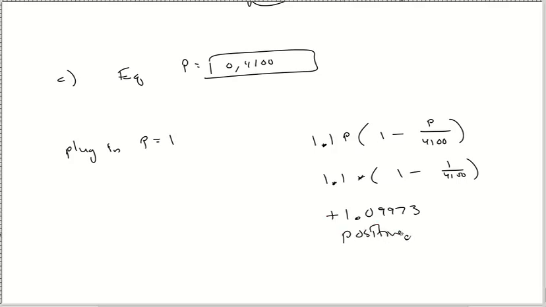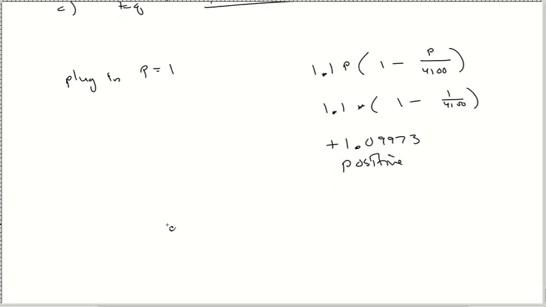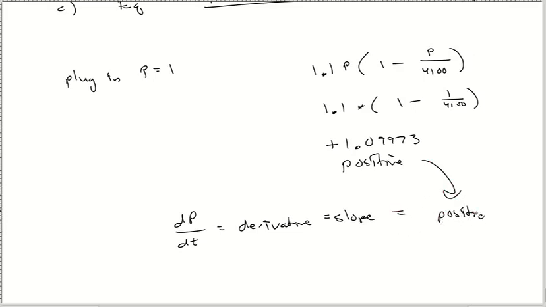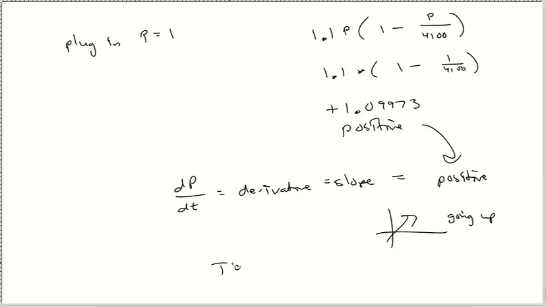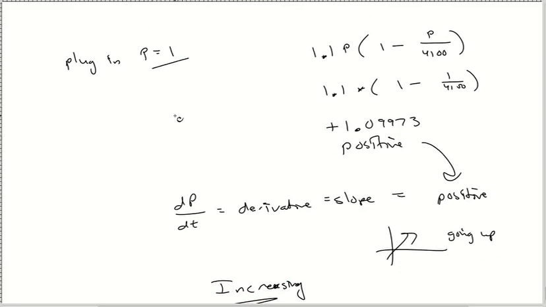And so what does that mean about increasing, decreasing? Well, go back for a second. This was dP/dt, right? At the very beginning. This is a derivative. This is a slope. And I'm saying that my slope in this particular case is positive. What does that mean? It means it's going up. It means it's increasing at P equals 1.